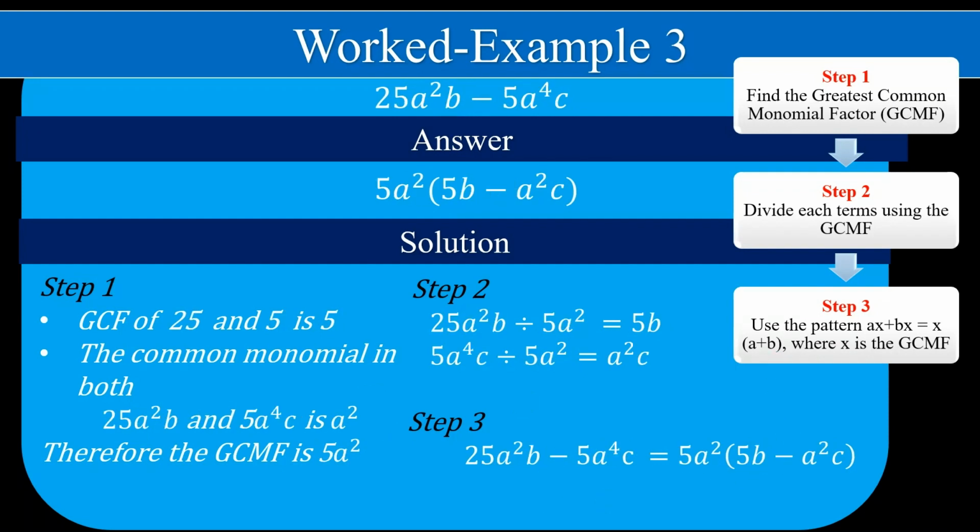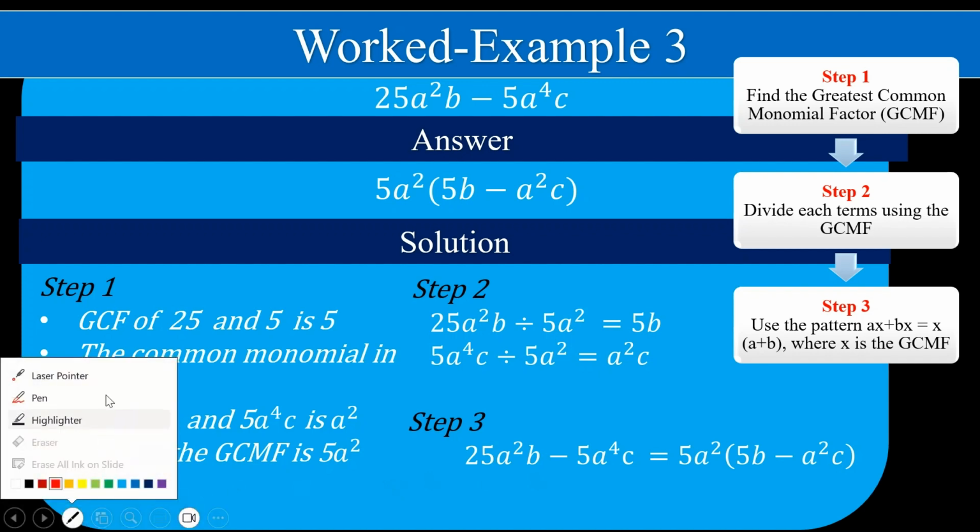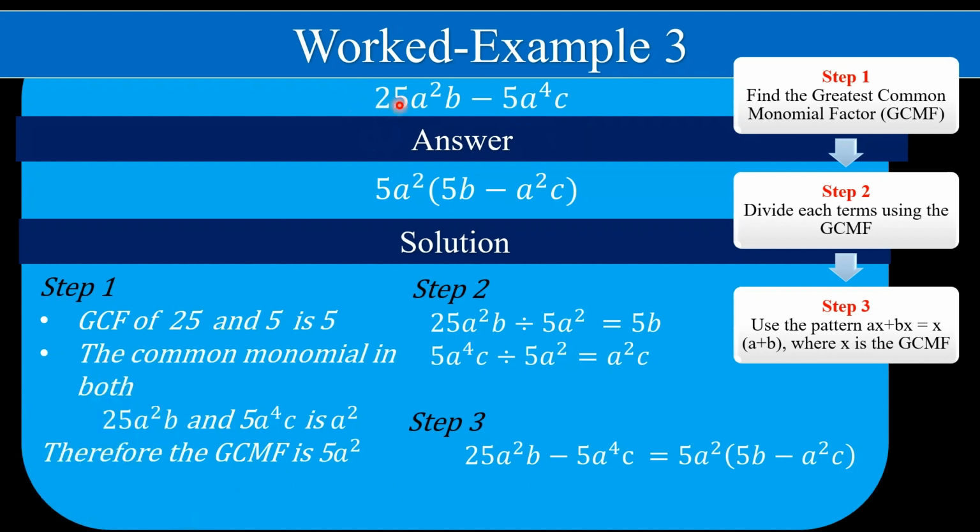Okay, let's now have this work example number 3. Let us now focus on the given. The given product is 25a squared b minus 5a to the 4th power c. The answer for this is 5a squared times 5b minus a squared c. The idea now is this. We already have our answer. The question would be how can we arrive at this kind of answer?